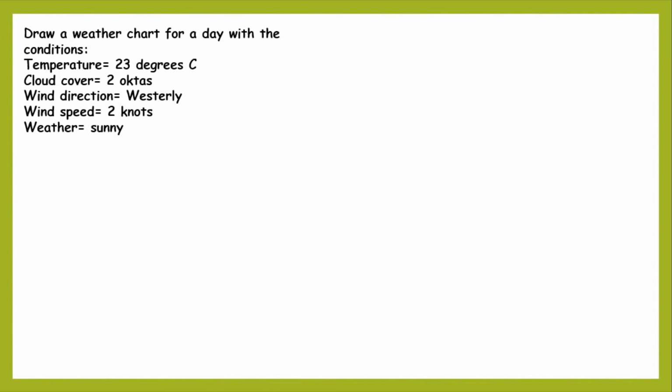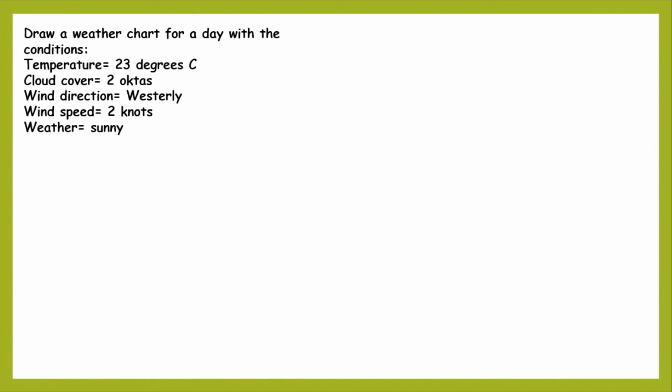And sunny conditions. Now remember I said on your example of a weather symbols chart, there isn't actually a sun symbol, but it's literally just a black sun. Okay, little mini sunshine. So write out those conditions and draw what you think is the correct weather chart to represent those conditions. Pause the video here and do that, please.